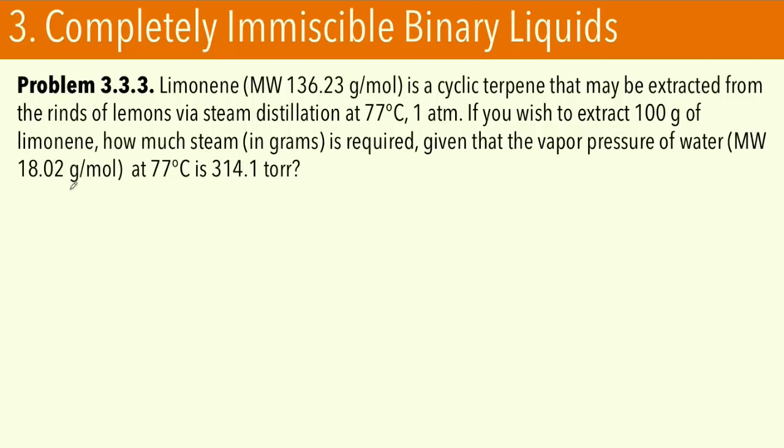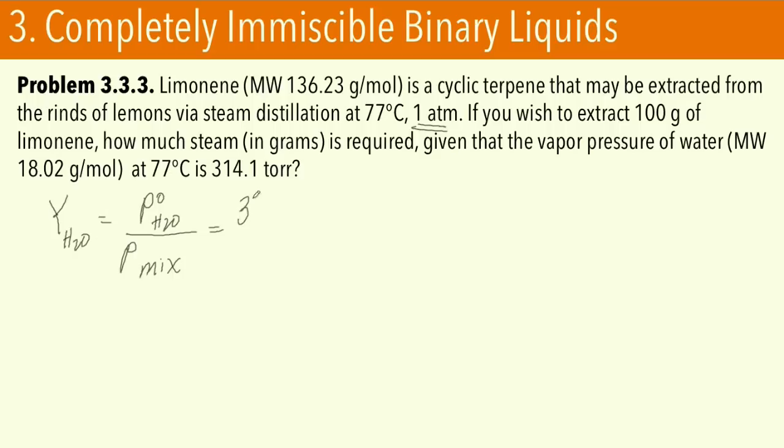First and foremost, let's write down some equations that we know. From this we could figure out the mole fraction of water in the distillate. This is going to be given by the pure vapor pressure of water at the corresponding temperature over the total pressure of the mixture. The trick here is to realize that when steam distillation occurs at 77 degrees Celsius and 1 atmosphere, the vapor pressure of the mixture is going to be equal to 1 atmosphere. That means we don't really need to know the corresponding vapor pressure of our desired component, which is limonene.